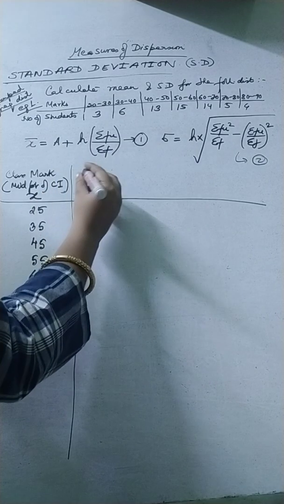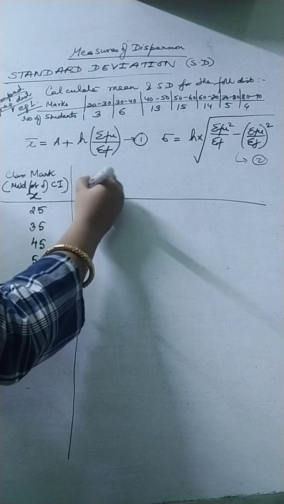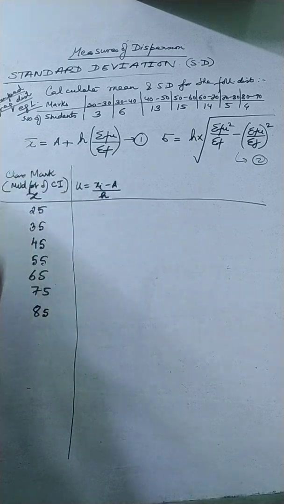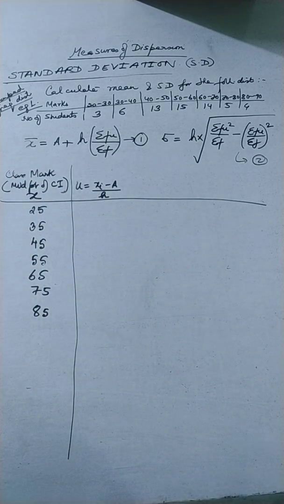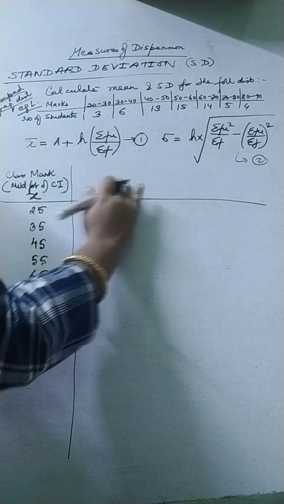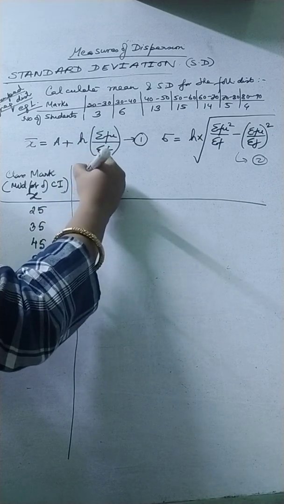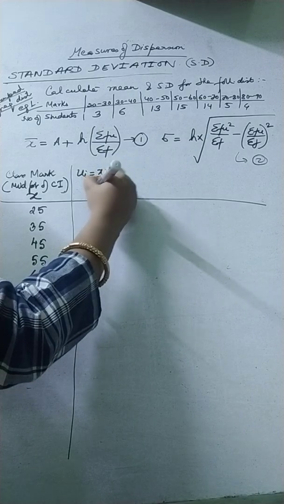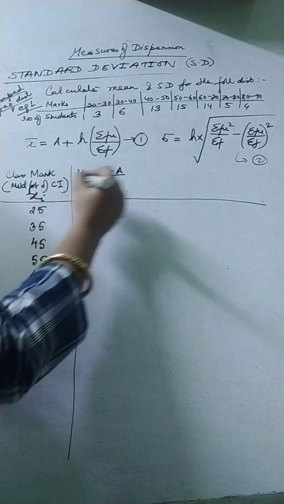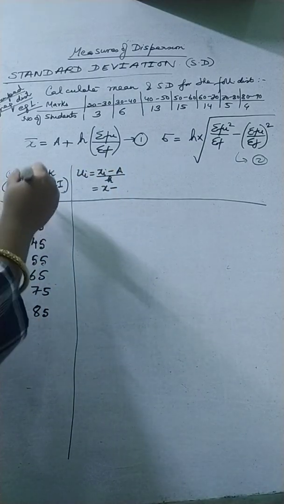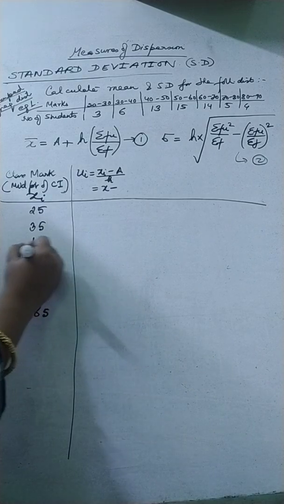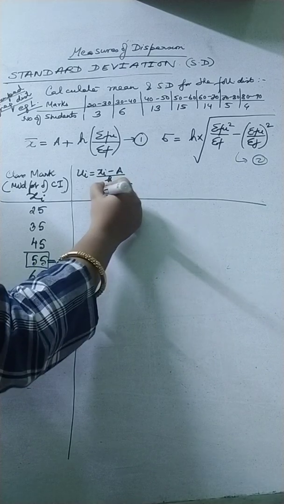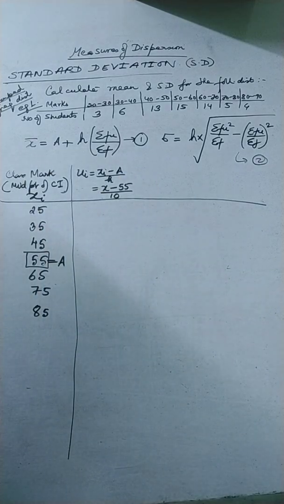Now let me calculate the u's. U is xi minus a by the length of the class intervals. What is the length of the class intervals? 10 units. So ui is xi minus a by h. That means each of the x values minus, which one will I take? Assumed mean is generally taken towards the middle, so I'm taking 55 as the assumed mean. 55 by 10. This is what I have to do.